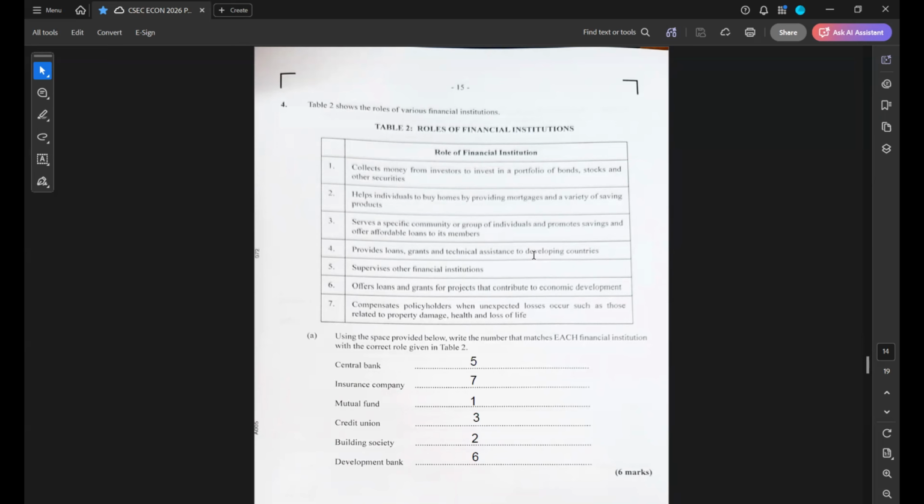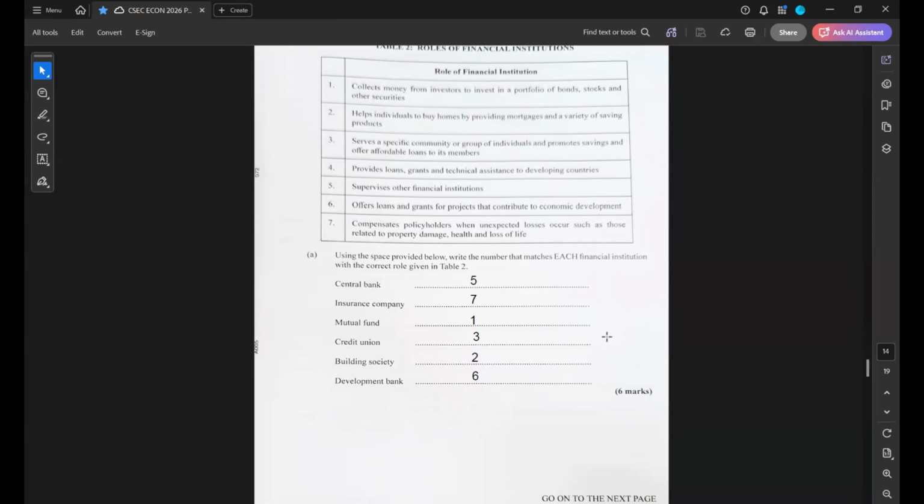Mutual fund, that is number 1, collects money from investors to invest in a portfolio of bonds, stocks, and other securities. Credit union, that is 3, serves a specific community, a group of individuals, and promotes savings and offers affordable loans to its members. Building societies, that is number 2, helps individuals to buy homes by providing mortgages and a variety of savings products. And development bank will be number 6, offers loans and grants to projects that contribute to economic development. And just like that, you're going to get your 6 marks.